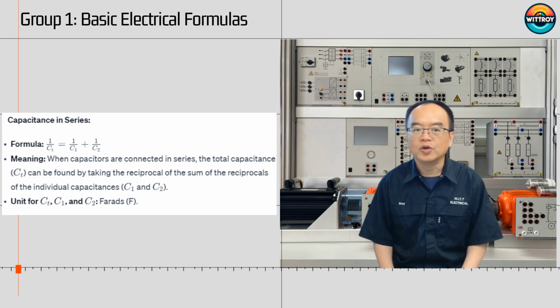The unit for total capacitance is farads. C1 and C2, capacitance of capacitor 1 and capacitor 2. These are the capacitances of the individual capacitors in the series connection. The unit is farads. When capacitors are connected in series, the total capacitance is less than the smallest individual capacitance in the series. Series connections are useful in applications where a lower overall capacitance is needed.